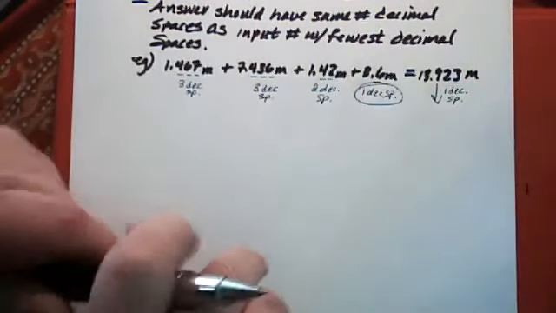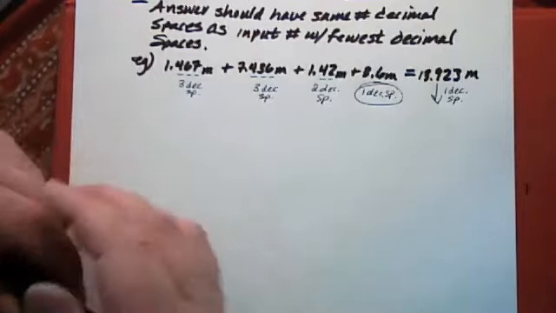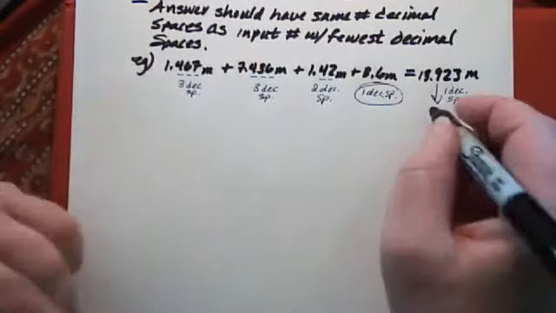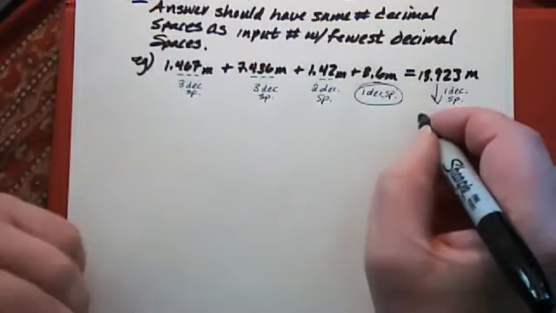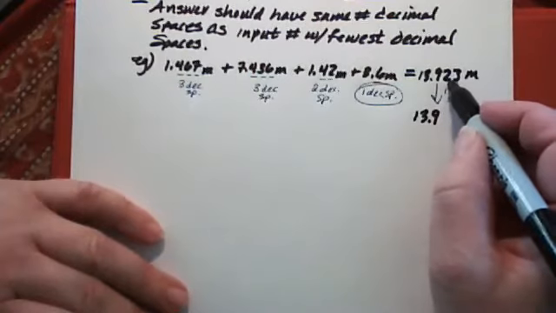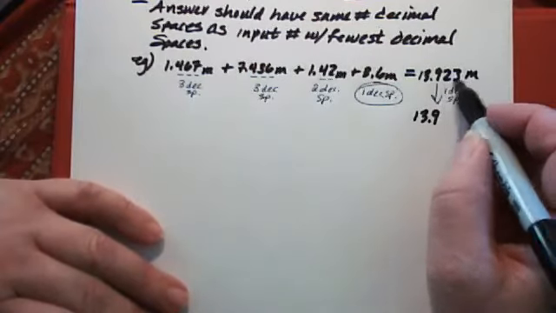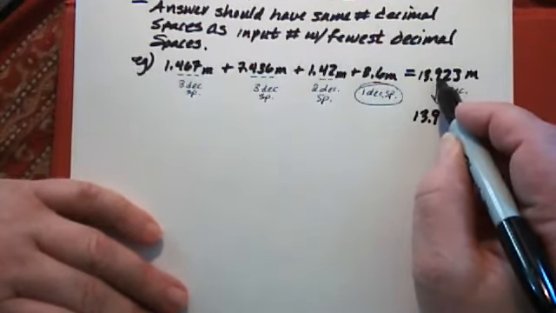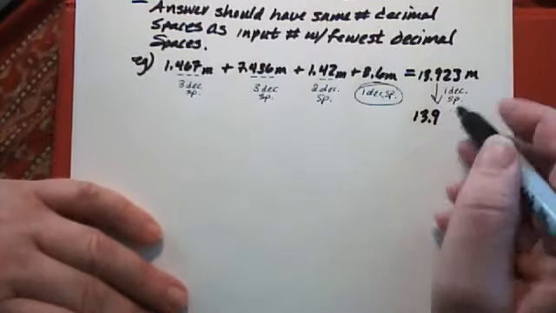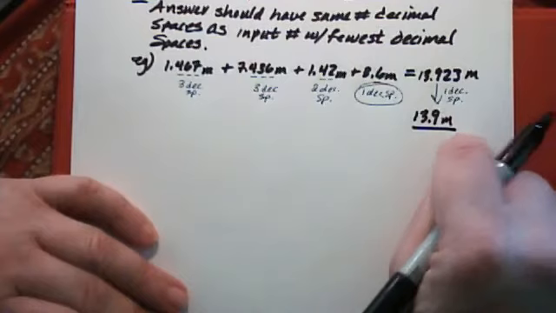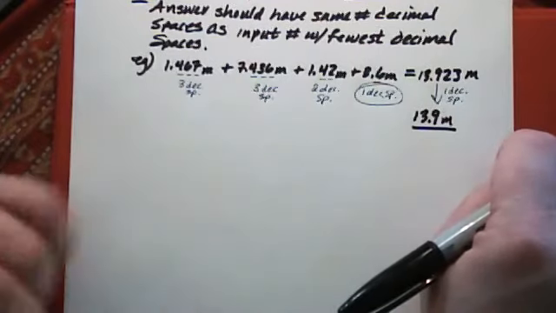So we have to round off this number so that it has only 1 decimal space. So we're allowed to have the first digit past the decimal point, but nothing else. So we have 13.9, and the rest of the number has to go away. Notice that the first number we're dropping is a 2, which means that the number before it can stay the same. So it's 13.9 meters. That would be the proper answer to the proper number of significant figures.